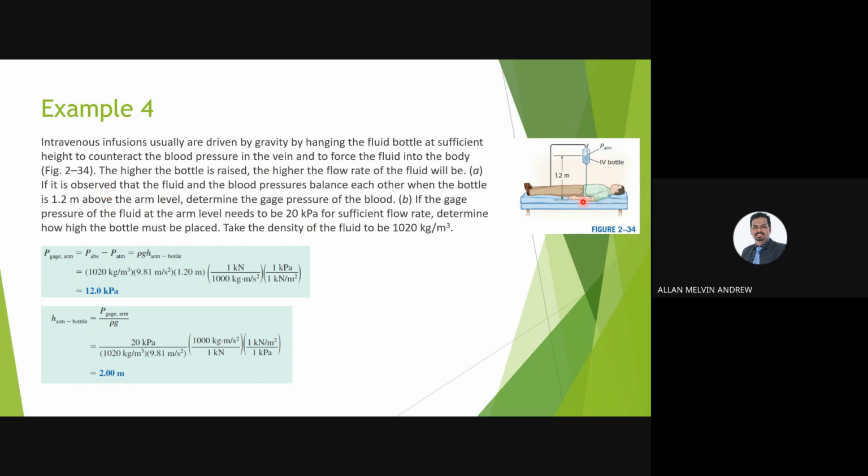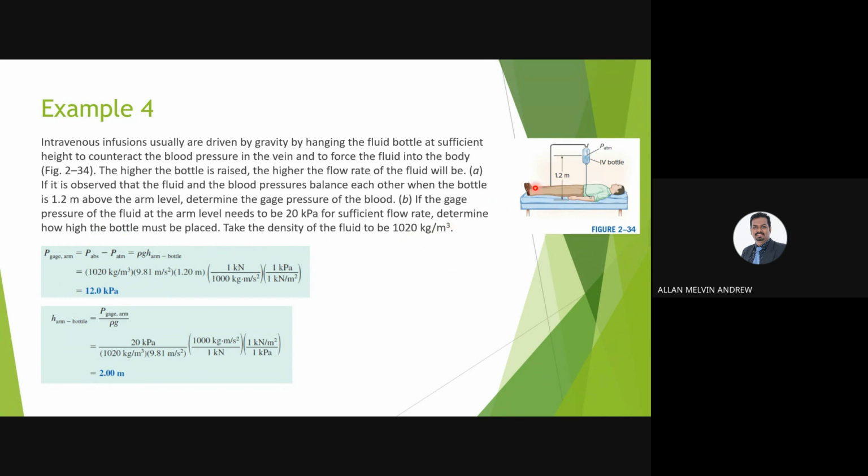Arm level is here. So, A: determine the gauge pressure of the blood, and B: if the gauge pressure of the fluid at the arm level needs to be 20 kilopascal, determine how high the bottle must be placed. Take the density of the fluid to be 1020 kilogram per meter cube. That's just some information.